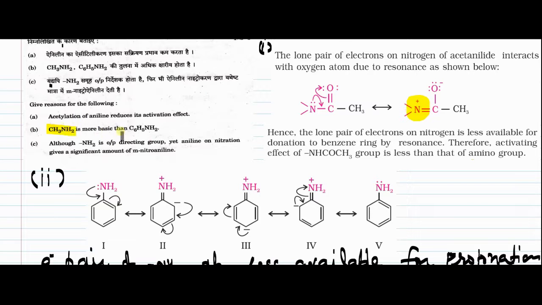Second, CH3NH2 is more basic than C6H5NH2.